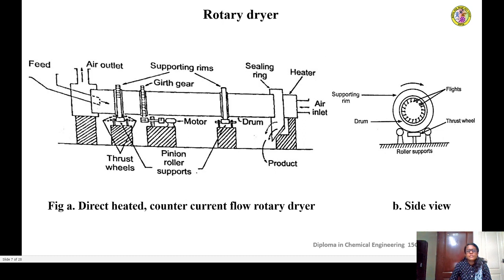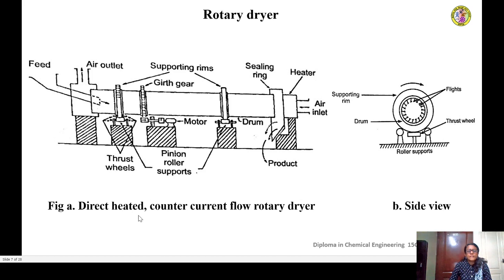in which you can see it mainly consists of a cylindrical rotating drum, so that is supported on rims like this, which in turn are supported on the pinion rollers, then the thrust wheels which are provided to avoid the slipping of the rotating drum on the thrust wheels. So it is driven by the gear mechanism like this. So it is connected to a motor here.